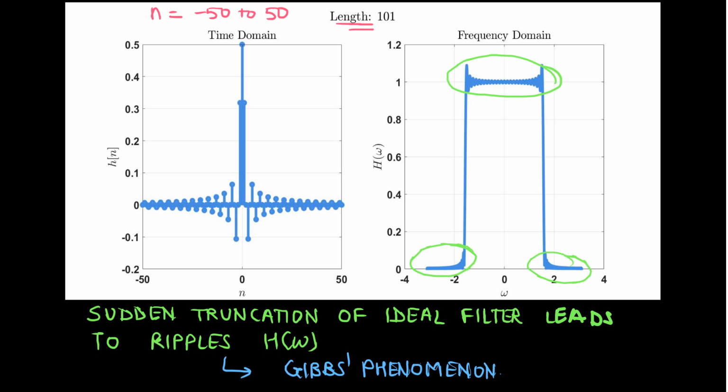But even though we have these ripples in the passband as well as this attenuated band of frequencies, we can still have a causal filter. So let's see how. After truncation of this ideal filter, what we have is h of n, and let's say the length of this filter is given by L.